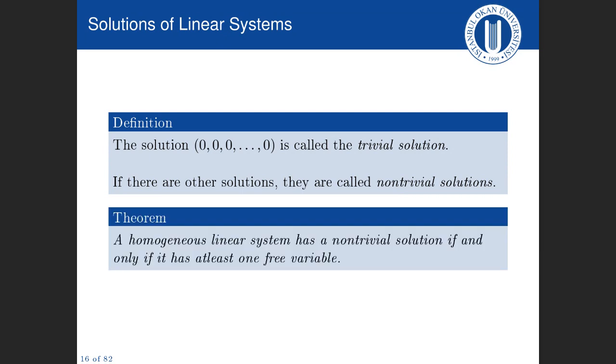So just to summarize, a homogeneous linear system has a non-trivial solution if and only if it has at least one free variable. If there's no free variables, then we know there's one unique solution. If there are some free variables, or at least one free variable, then we know that there are infinitely many solutions.